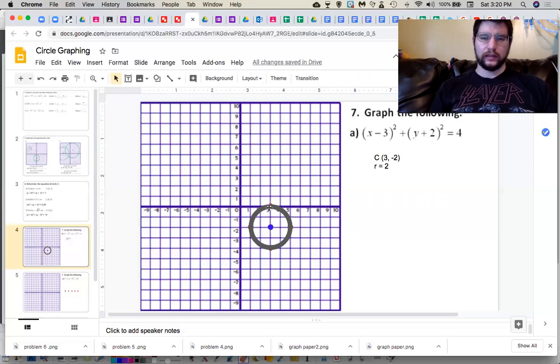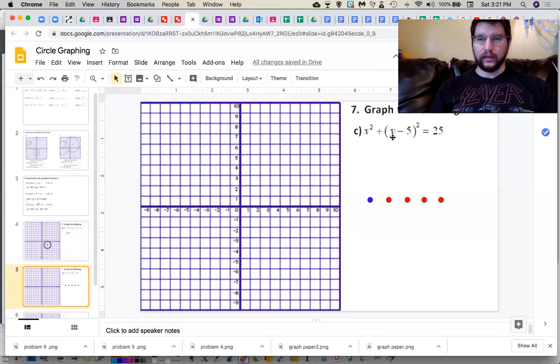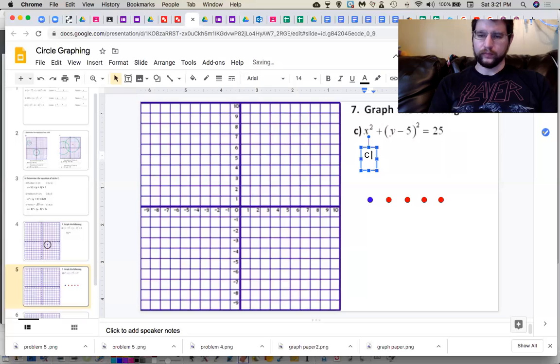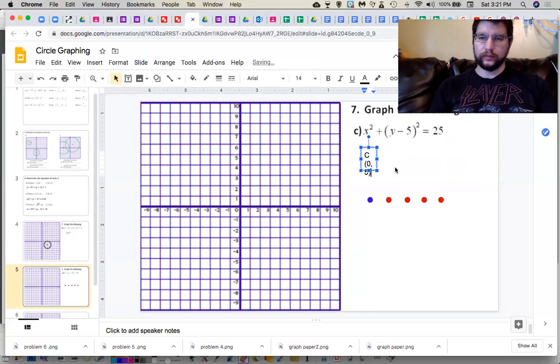All right, so again, ideally, you do this on paper, you know, draw the dots and put the circle around, and your circle might look kind of like an egg, but that's okay. But for our purposes, this will have to do. Same thing here. Again, please write down your center. It's going to be 0, 5 on this one.